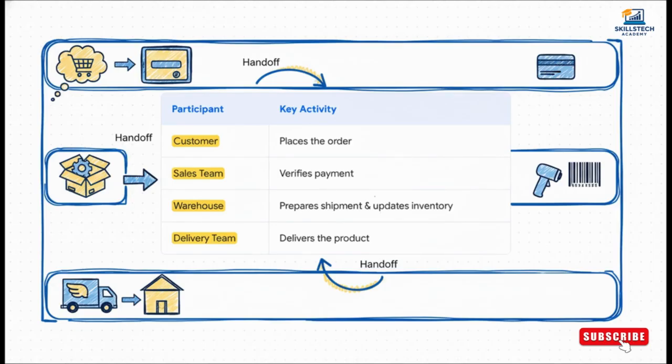The process kicks off with the customer placing an order. Then the workflow moves over to the sales team's lane so they can verify the payment. From there, it goes to the warehouse. See? You can immediately see the handoffs between the teams.